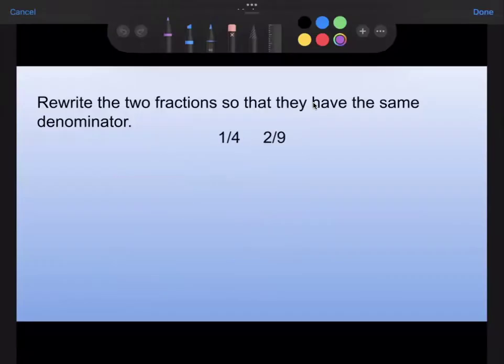Okay, here is our last example for today's video. We're going to take the fraction 1 over 4 and the other fraction of 2 over 9 and rewrite them so that they're equivalent to these two fractions but have the same denominator. So first I need to look at 4 to see if I can multiply it to get 9. The answer is no, I can't, because 4 times 2 would be 8, 4 times 3 would be 12, no 9 there. So I'm going to have to multiply them by each other.